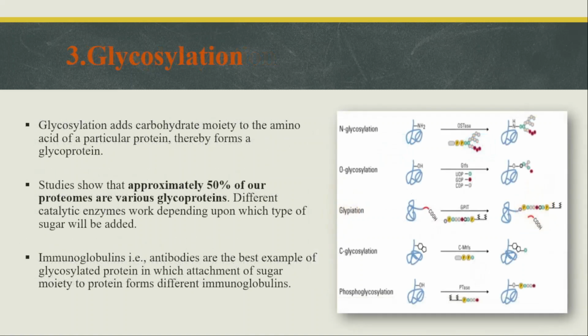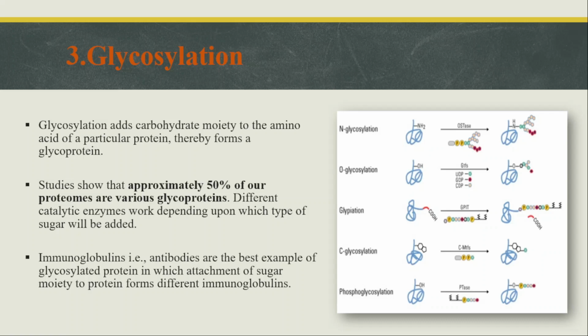And the next one is glycosylation. Glycosylation is similar to phosphorylation. However, it is a bit complex. Glycosylation adds a carbohydrate moiety to the amino acids of a particular protein, thereby forming a glycoprotein. Studies have shown that approximately 50% of our proteome consists of various glycoproteins. It is a type of irreversible post-translational modification. Enzymes involved in the whole process are considered glycosidases.